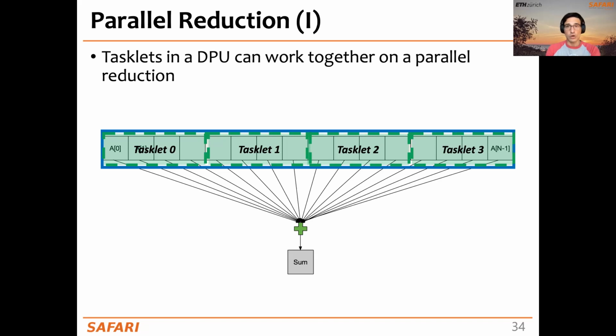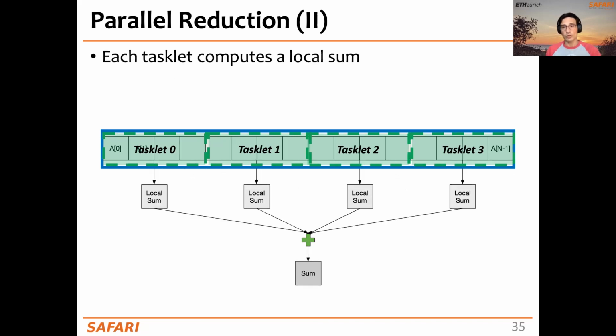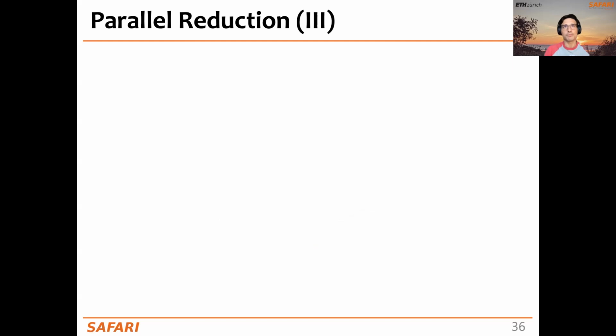The way that we are going to proceed is that, first of all, because we have assigned one chunk of the input array to each tasklet, each can go over all the elements of its chunk and perform the reduction sequentially in order to obtain a local sum. So at the end of this part of the parallel reduction, we will have multiple local sums, one per tasklet, that we have to further reduce in order to obtain the final local sum per DPU.